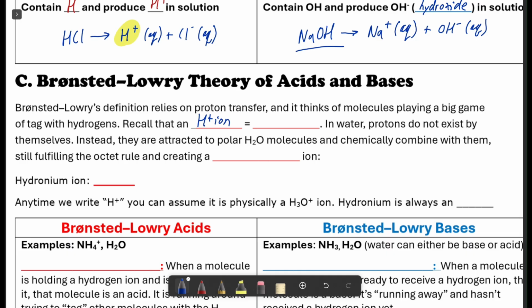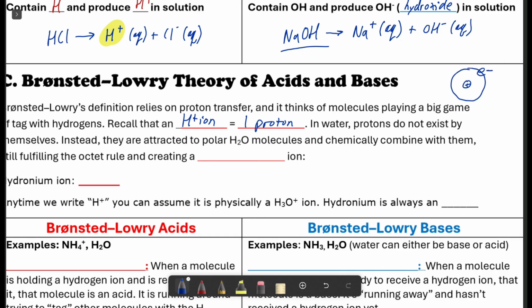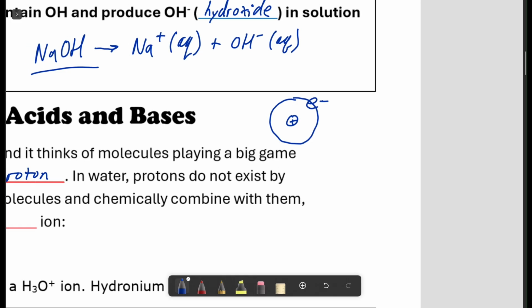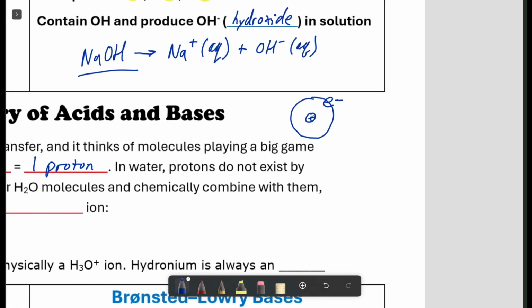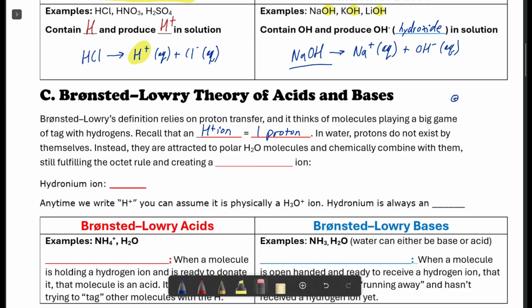It's one proton. This is normally what the hydrogen looks like, a positive nucleus with one proton and one electron. And if I remove that electron, that's an H+ ion, the same thing as a proton. There is no difference effectively.